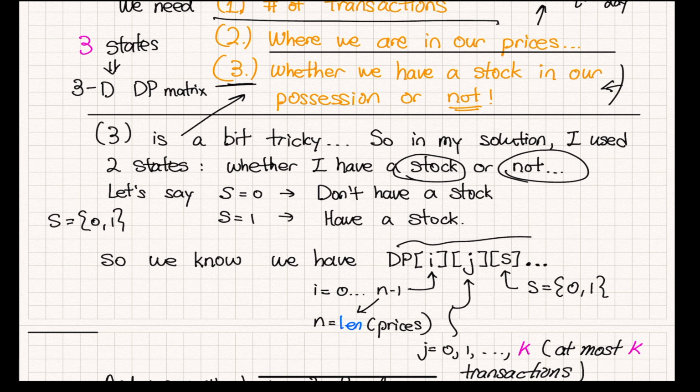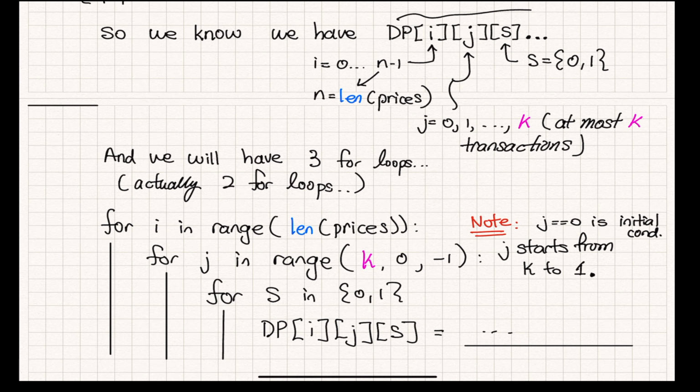Let's see. Our code for this kind of problem will look something like this. We iterate from i equal to 0 all the way to n minus 1. And then for j, we are actually starting from K all the way to 1. Notice that I put 1, not 0, because as we will see later, when j is equal to 0, that's actually part of our initial condition.